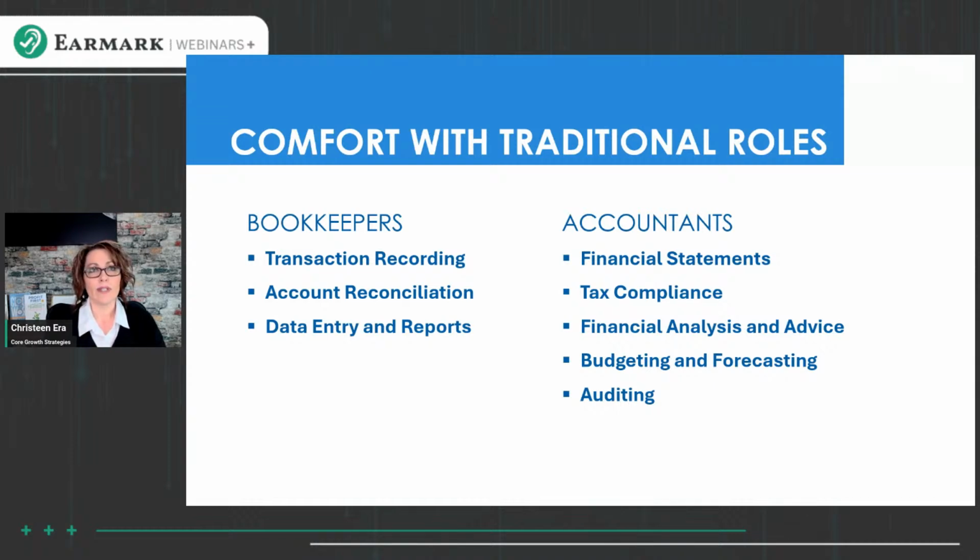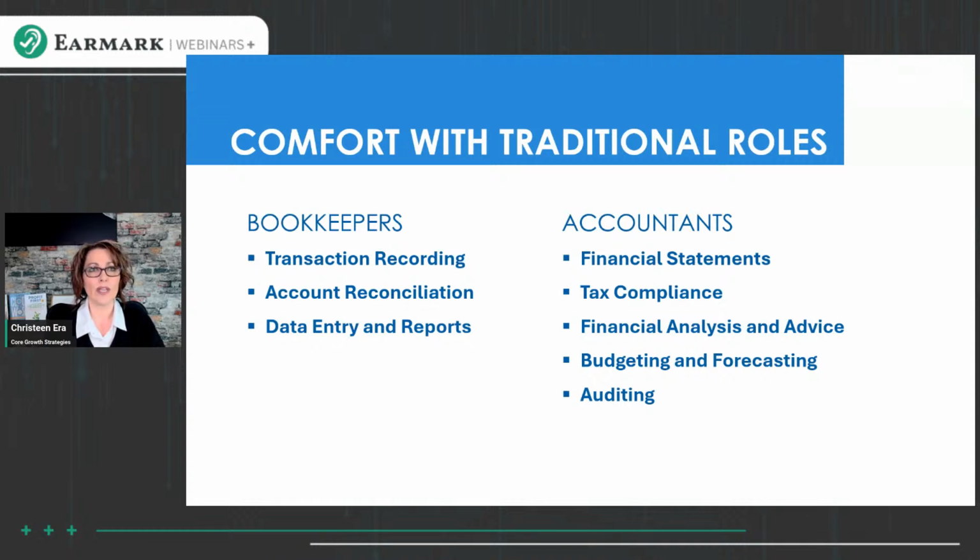So many bookkeepers and accountants are deeply entrenched in their traditional roles, finding comfort in the routine and predictability of these tasks they have mastered over the years. So they're very comfortable doing the traditional roles, and they're a little bit or a lot uncomfortable moving into that advisory, and they're not quite sure what that looks like.